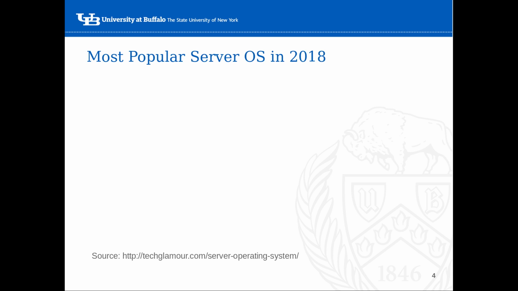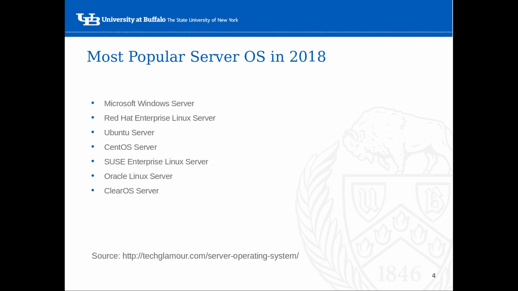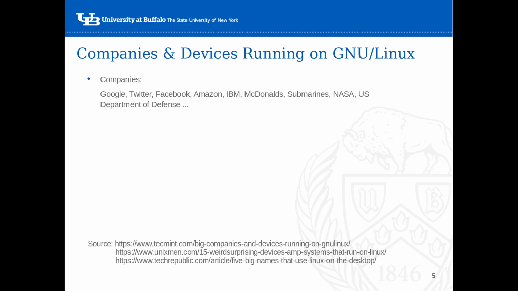So let's look at this list of the most popular server OS in 2008. Except the first one, all the rest are based on Linux. So Linux server is actually not just restricted to CCR. If you go to a lot of different places, if they use servers, then they probably use some kind of Linux system there. And Linux is actually more versatile than that. You can find Linux systems on a lot of different devices. And there are a lot of big names like Google, Twitter, Facebook, Amazon. Part of their systems are based on Linux.